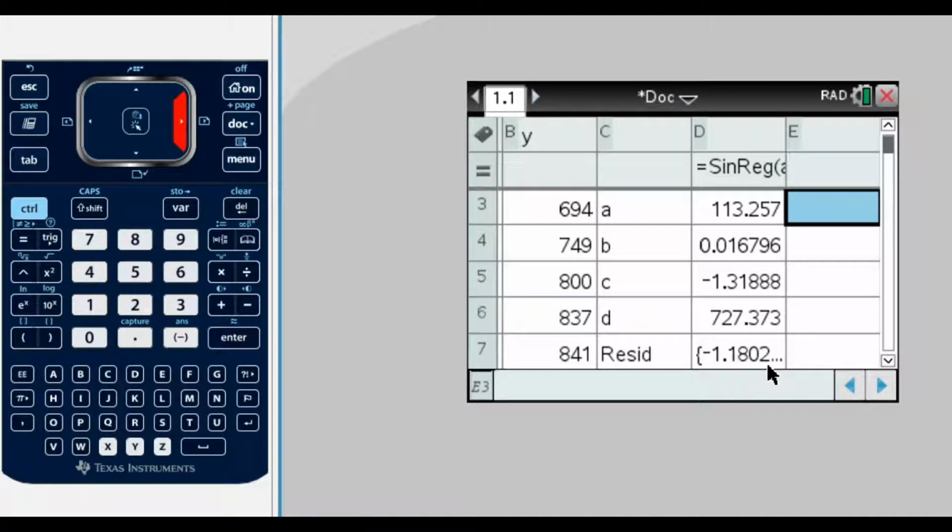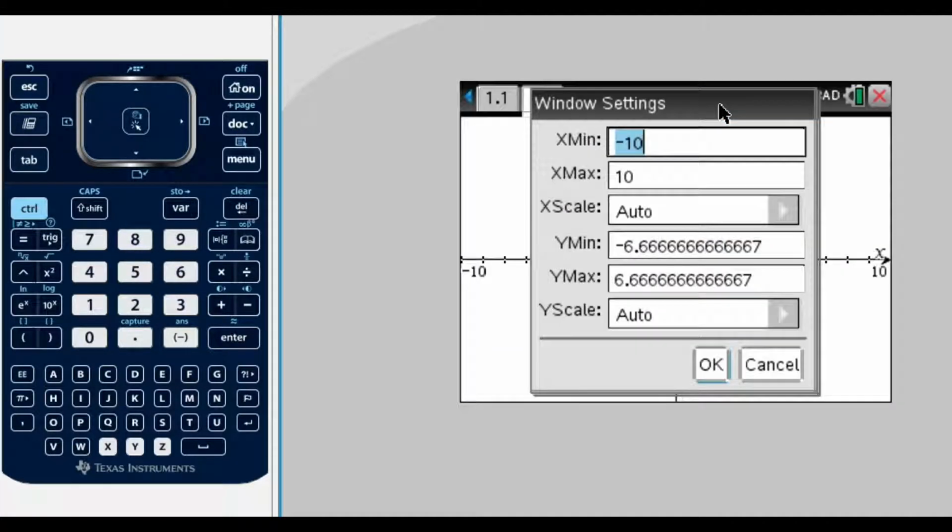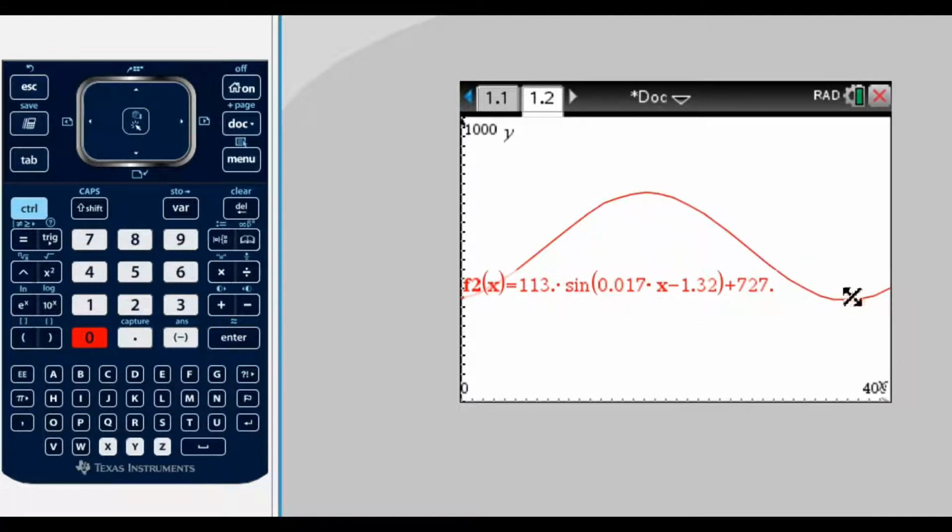So I go 4 to 5 decimals for the B variable, and I go all 3 decimals for A and D, and then 4 or 5 for C as well. And that's going to give us a very close approximation for all the day numbers and minutes we're trying to calculate whenever we graph. So when we go to our graph, we start inputting the equation. Our A is 113.257. Sine is 0.0168x minus 1.3189 plus 727.373. Now if you remember our minutes, they were in the 600s, and our year is from 0 to 365, so we need to change our window to accommodate those numbers.